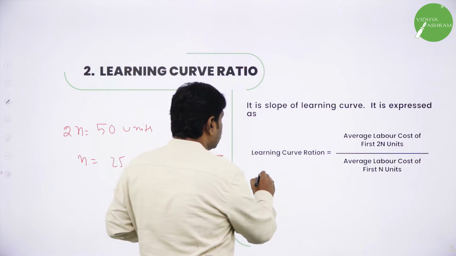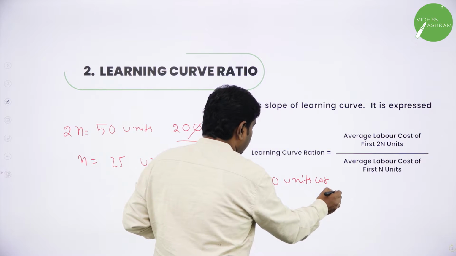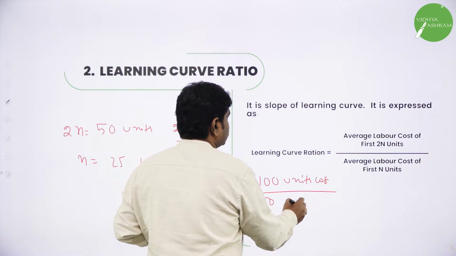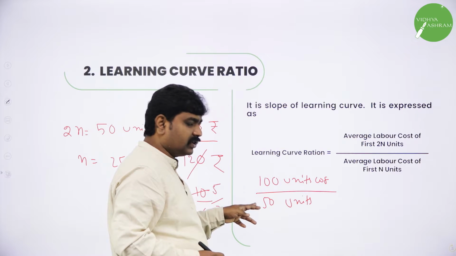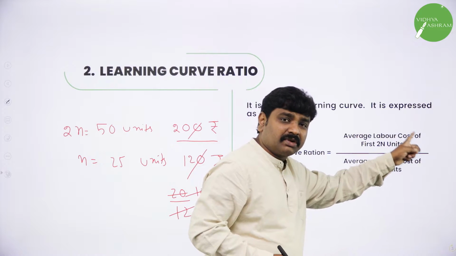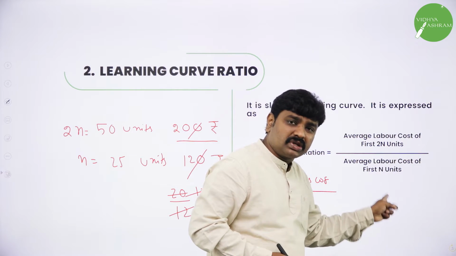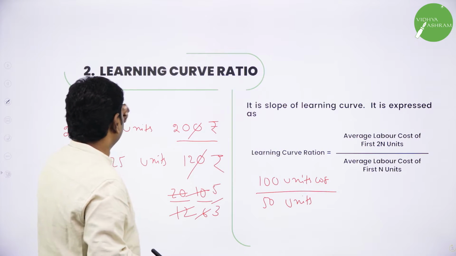So, in the numerator, if you take the cost of 100 units, in the denominator you should take the cost of the first 50 units. So, the cost of double the units, here the cost of half of the units. So, in the numerator the average labor cost of the first 2n units to the average labor cost of the first n units, if you take, you will get the learning curve ratio.